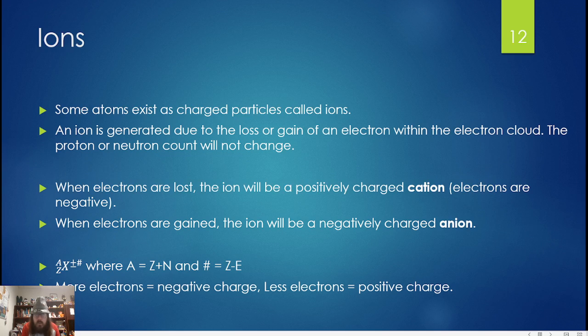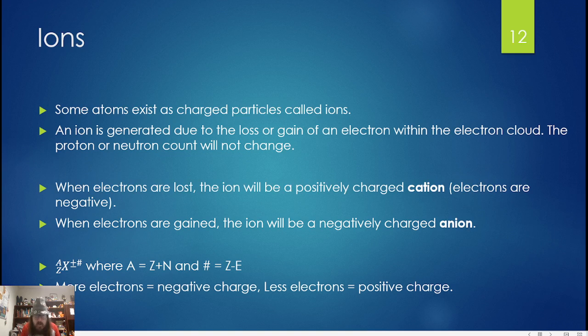Now, because electrons are naturally negative, we need to consider the implications of this. When we are losing an electron, we are losing a negative. We are subtracting a negative. When you subtract a negative, it is the same as adding a positive. So it becomes more positively charged. We call this a cation. The cation, similar to cathode, the positive charge of the battery.